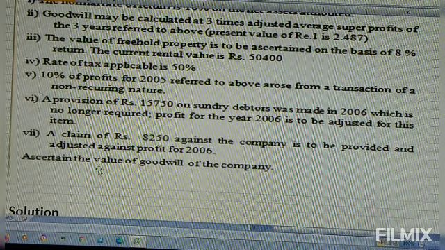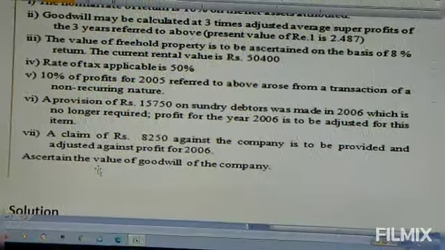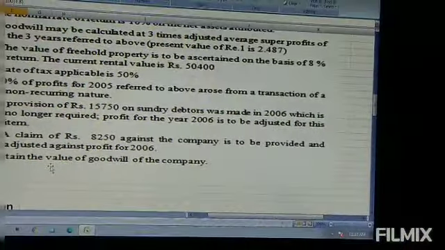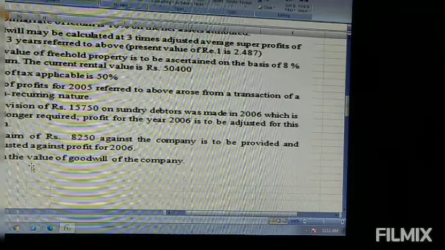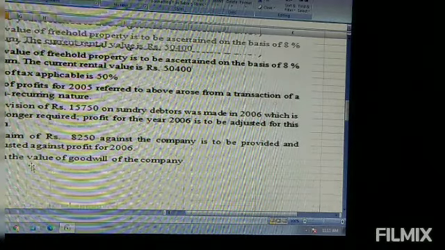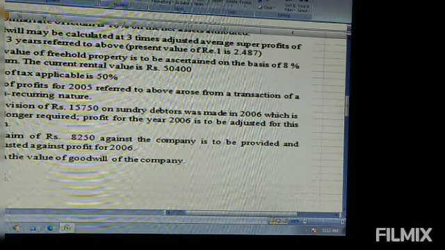Then what we have to do is ascertain the value of goodwill. That we have to do. So the value of goodwill we have to ascertain. So now we'll solve the problem.